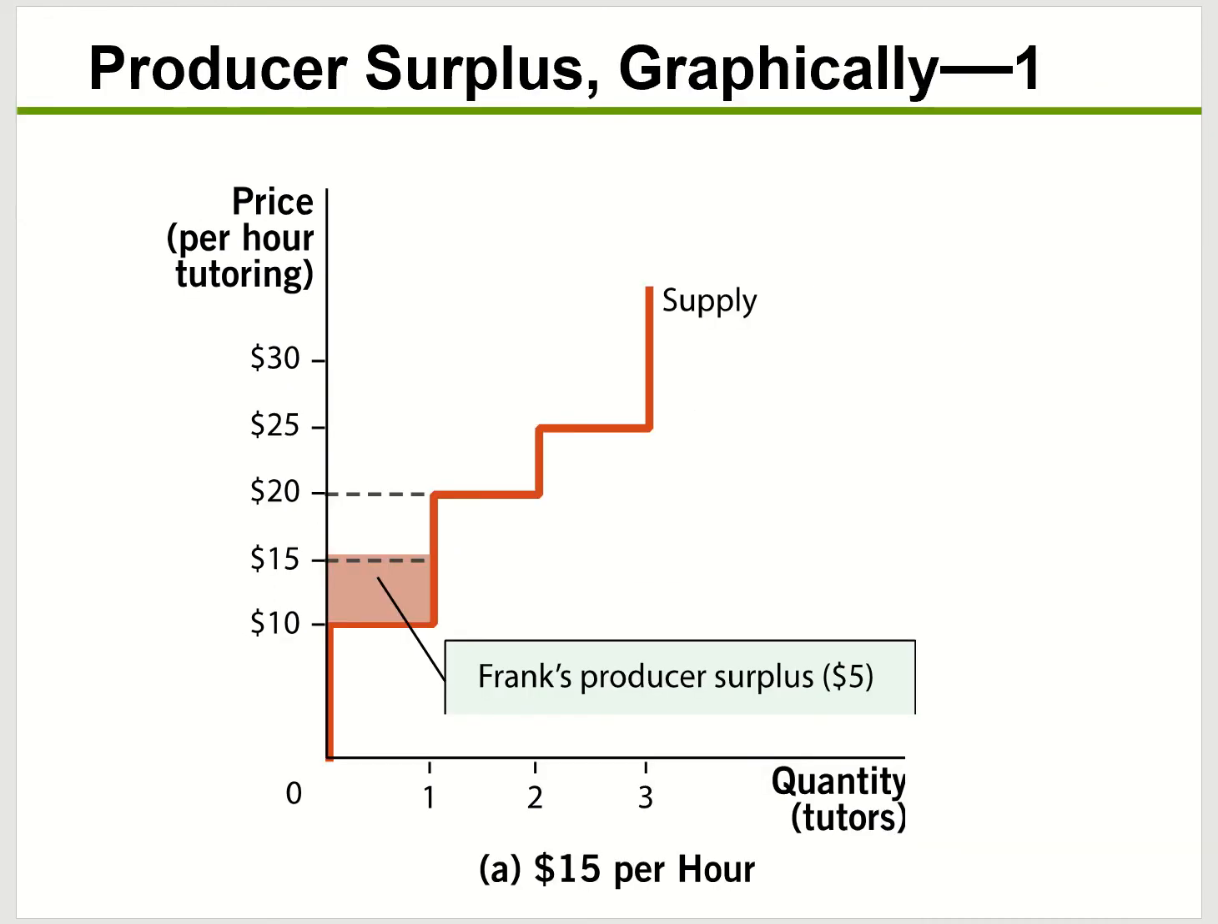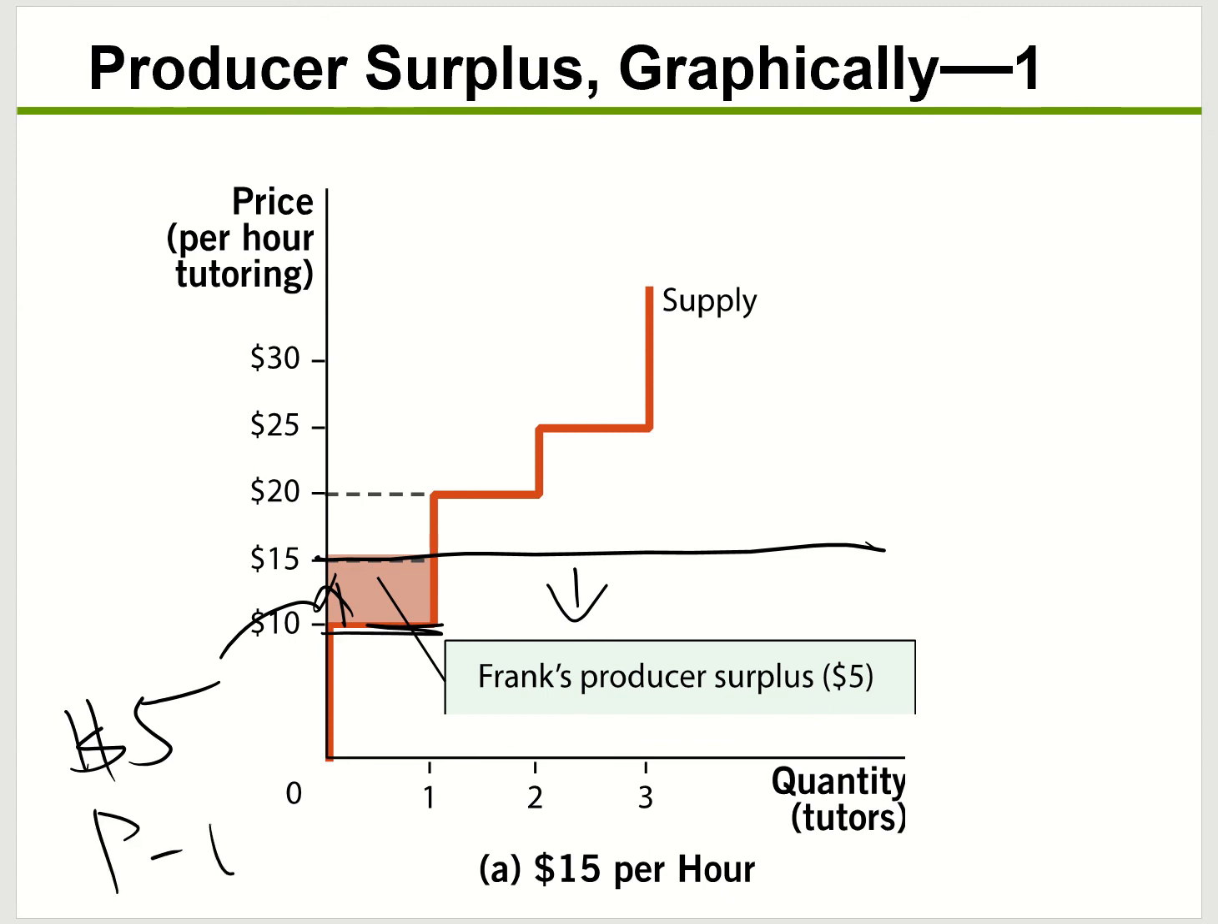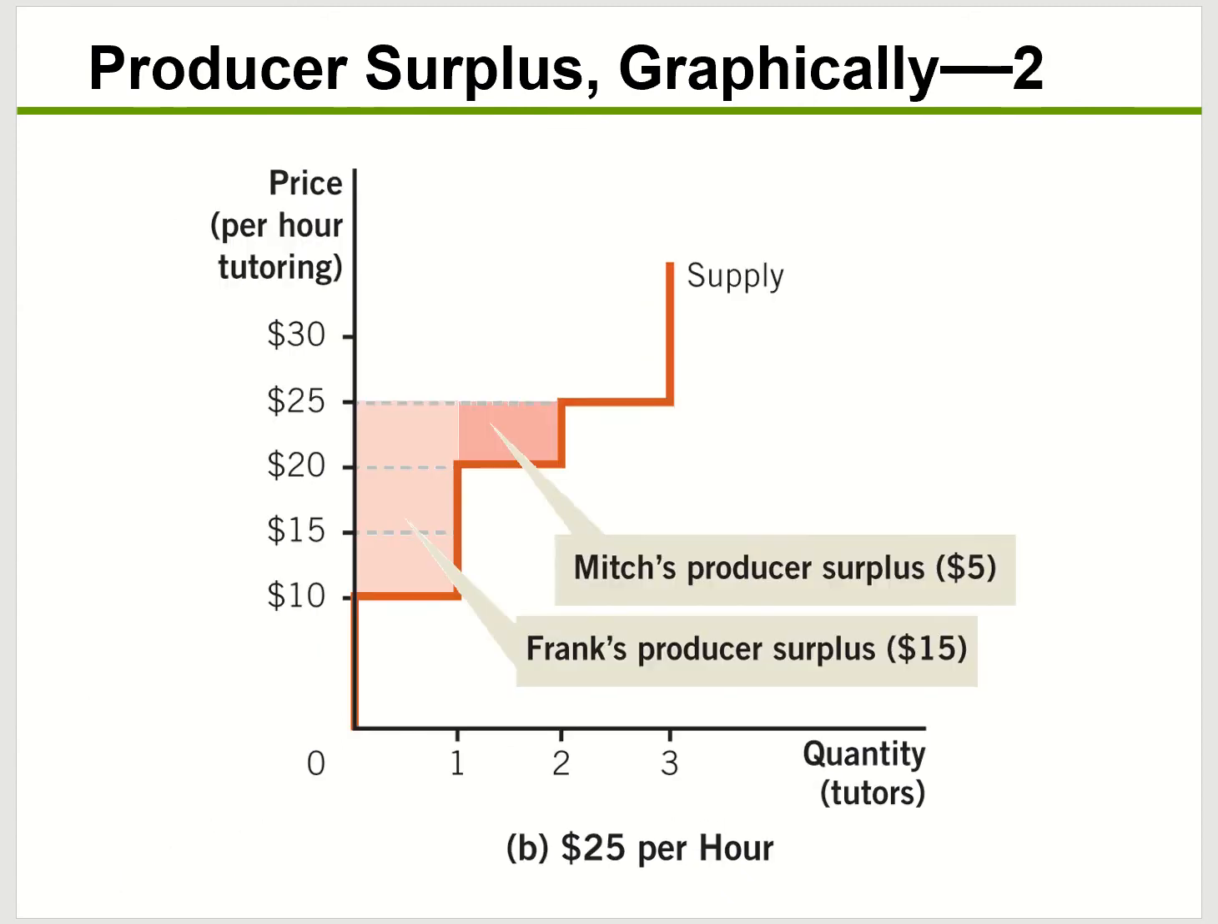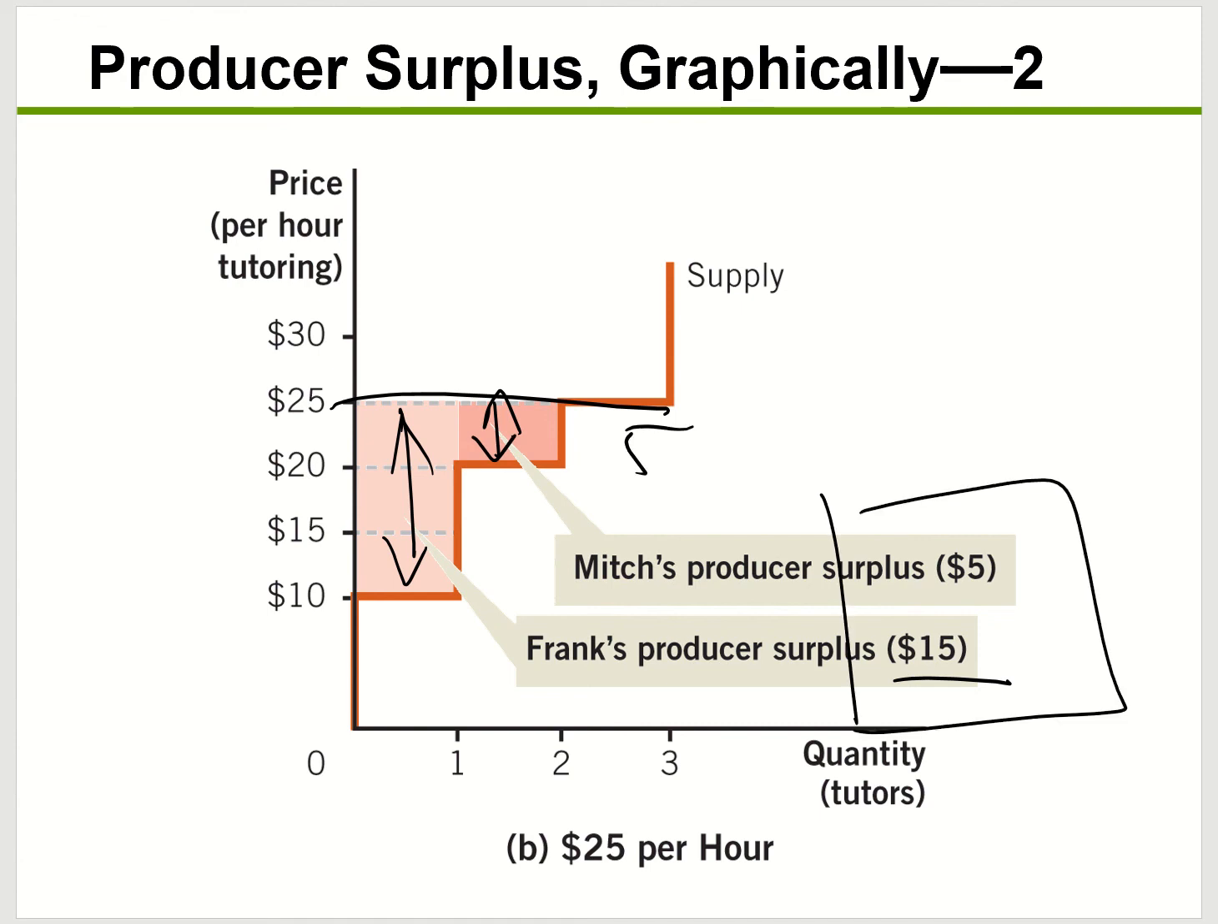To find a producer surplus, draw the price line, and then that will be below the price line above the supply curve. That's our producer surplus. So for the first one will be just Frank. So when the price is 15, only Frank will sell, and then Frank's producer surplus will be $5. So price minus the willingness to sell. Okay, but when the price goes up to a higher level, then this area is Frank's producer surplus. So $15 for Frank, and then for Mitch will be this area here. There's a $5. So your total producer surplus will be 5 plus 15, and that's a $20 producer surplus.